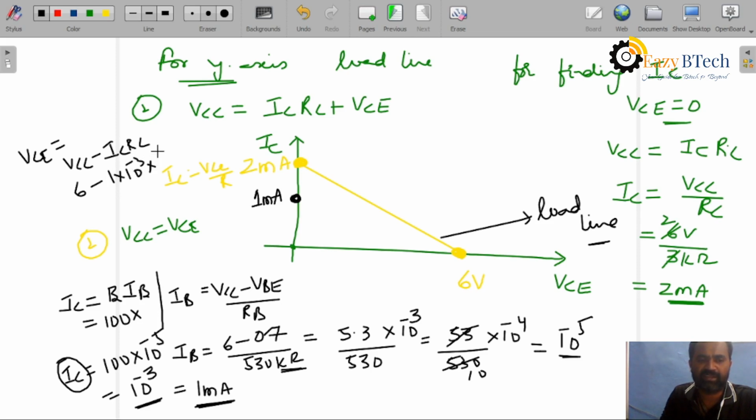What is the value of RC? RC is 3 into 10 power 3, 3 kilo ohm. Now this 10 power minus 3 and 10 power plus 3 will get cancelled, and you will get the value of VCE. This VCE value you will get approximately 3 volts. You are getting 3 volts.